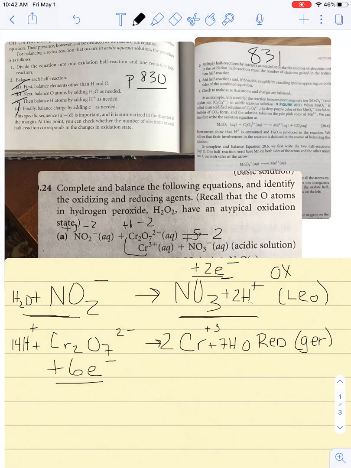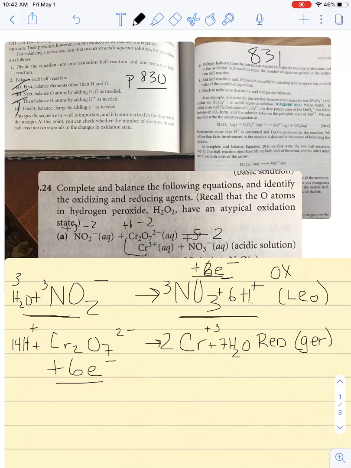So I have 3 waters, 3 nitrates. That turns into 6 hydrogens, and that turns into 6 electrons. So my electrons lost are exactly equal to the electrons gained. Now I'm going to add up my half reactions, and I can reduce the amounts of water, just like what we did with Hess's law.